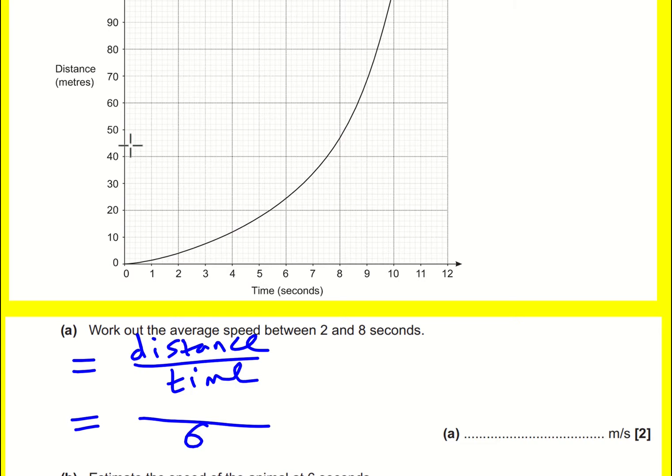I'm going up in, you can see each little square is worth 2. So it's 42, 44, 46. It's actually 47. And in fact, in this question, you get penalised if you read it as 46. You have to read it as 47. You'll be really careful. And then at 2 seconds, we do see that it crosses perfectly at 4. So it's going to be 43 over 6.